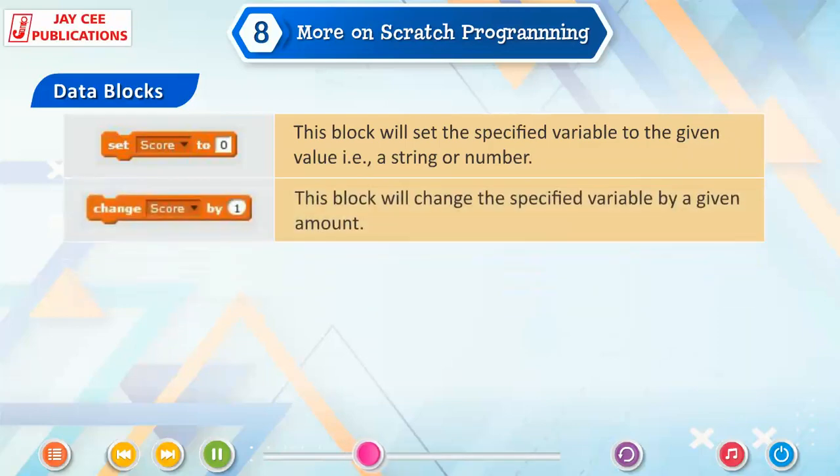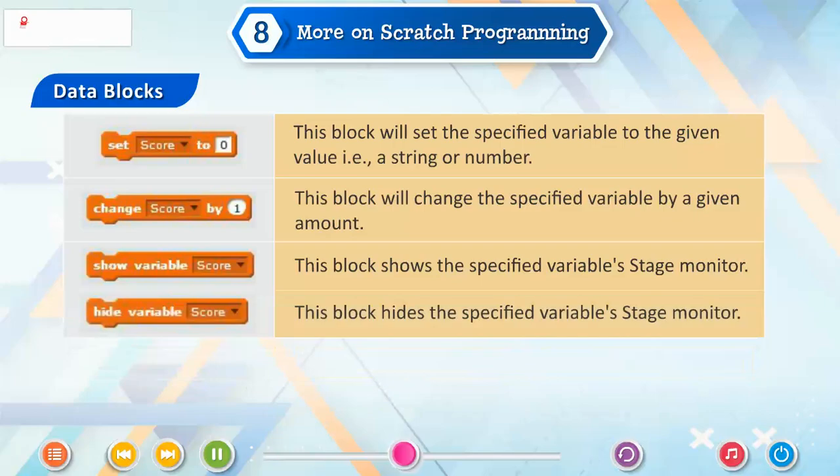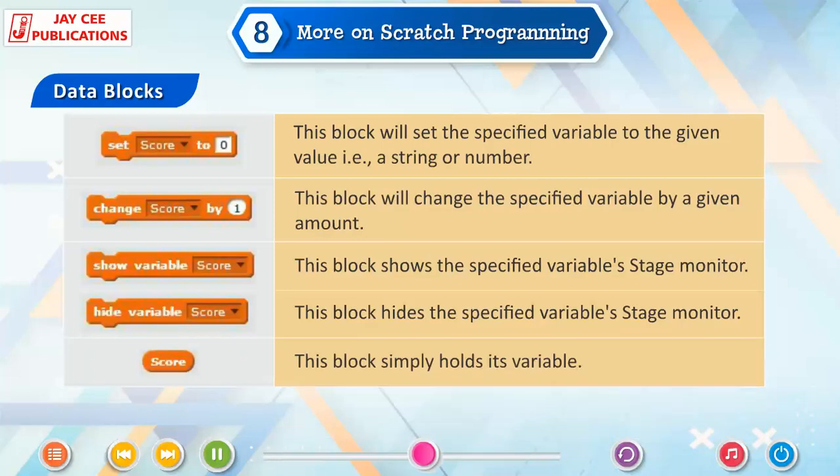Change score by 1: this block will change the specified variable by a given amount. Show variable score: this block shows the specified variable's stage monitor. Hide variable score: this block hides the specified variable's stage monitor. Score: this block simply holds its variable.